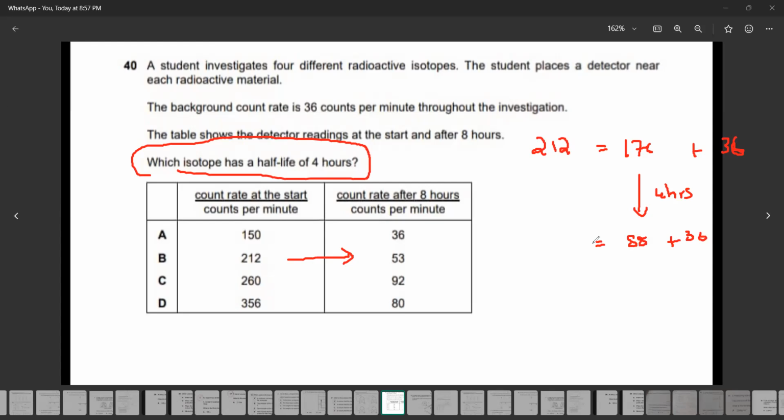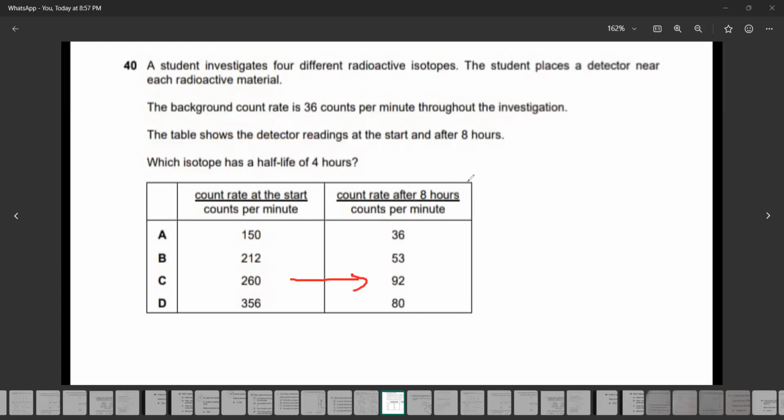So after 4 hours it will be 88. Then after another 4 hours, after a total of 8 hours, it will be 44 plus 36, that is equal to 80. So we should get 80, but we are not getting 80, we are getting 53. So it cannot be B.